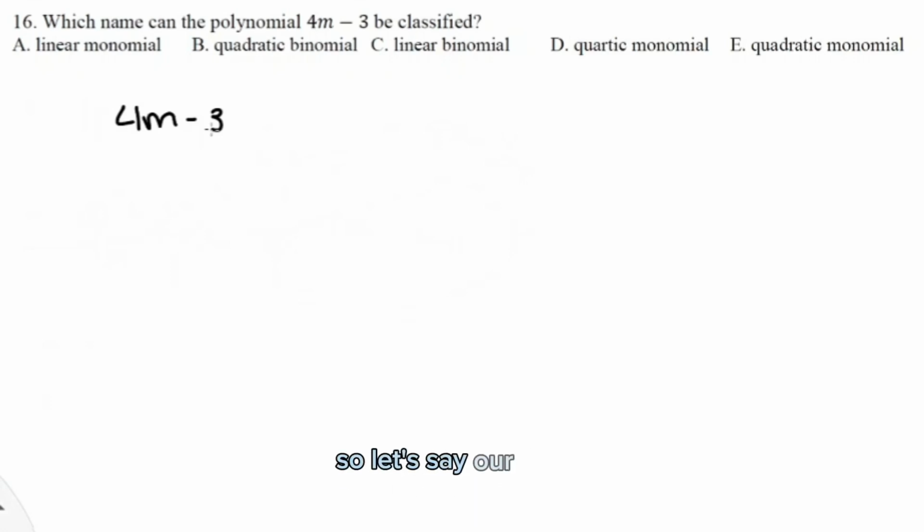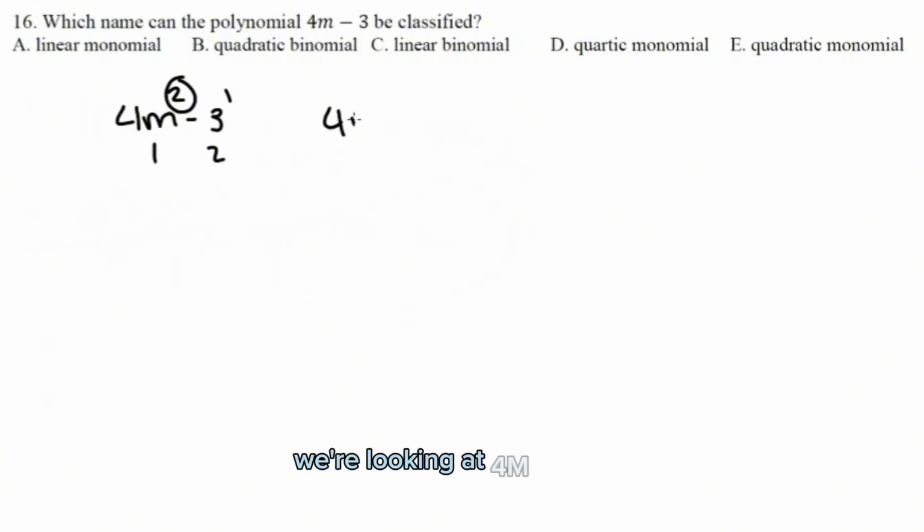So let's say our terms are 4m squared and 1. This is just an example. This is not our actual problem. In this case, the higher exponent term is the 4m squared because it has the higher exponent. So this would be a quadratic binomial because it's to the power of 2 and it has 2 terms. But this is not our number.